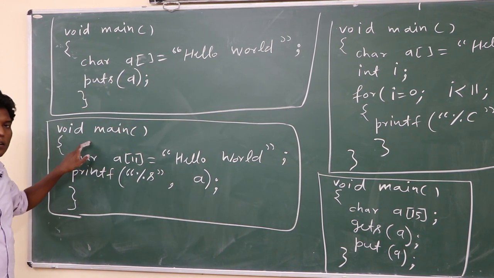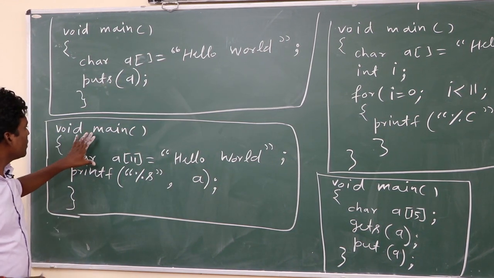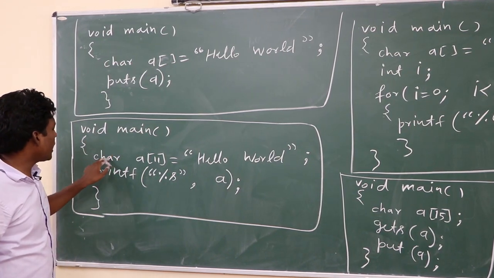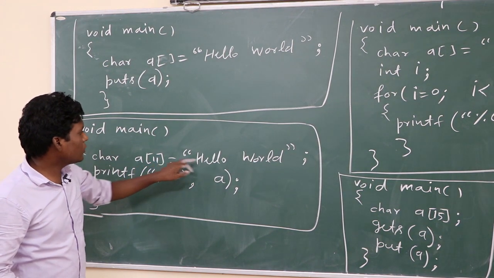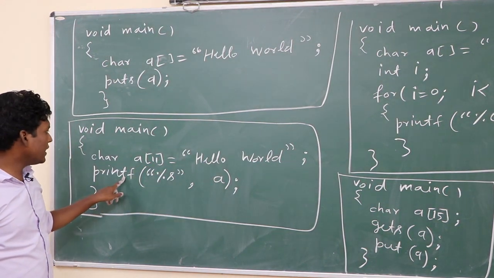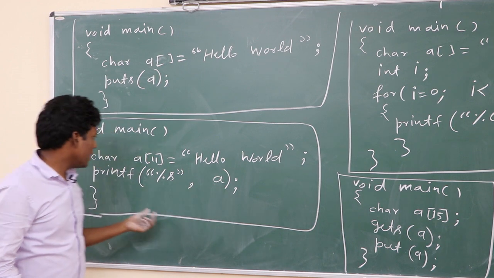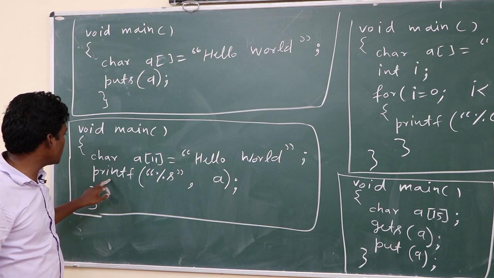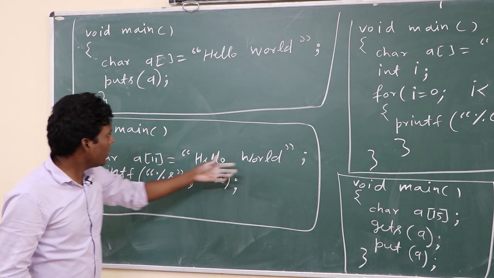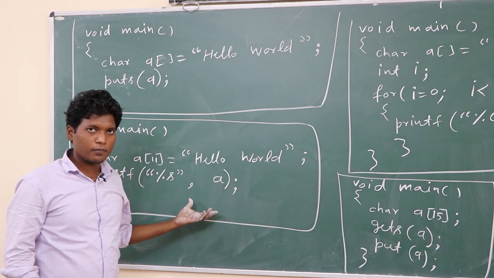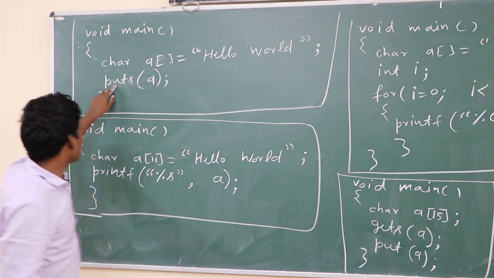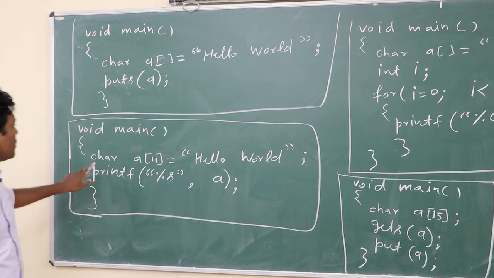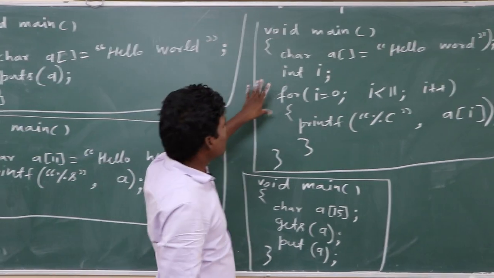This is another method. The problem is same, but this problem is implemented by another method. Void main char a of 11 equal to "hello world". Okay class, printf %s a. Here we are using the printf function. In place of the puts function, we use the printf function to print hello world, to print the string a. Okay class, so here there is a change. In place of puts, we have used the printf function.